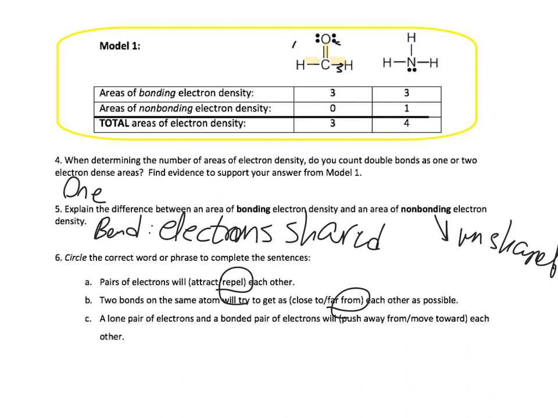Last but not least, a lone pair of electrons and a bonded pair of electrons will push away from each other. Same thing. One might be shared and one might not be shared, but they're still negative at the end of the day. It's just like, oh, hey, I have two negative magnets. Whether I'm going to keep that negative magnet or share it with another person doesn't really matter. They're still negative magnets. They're still going to repel each other.